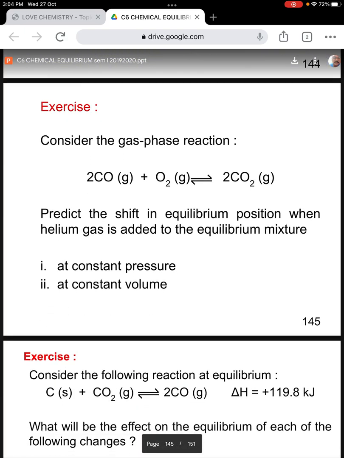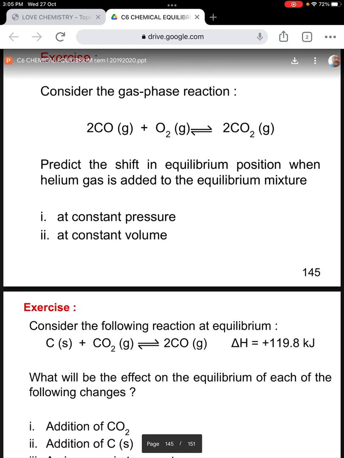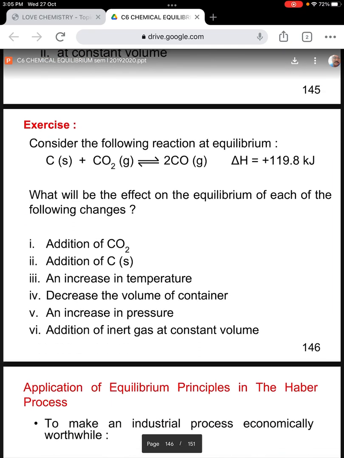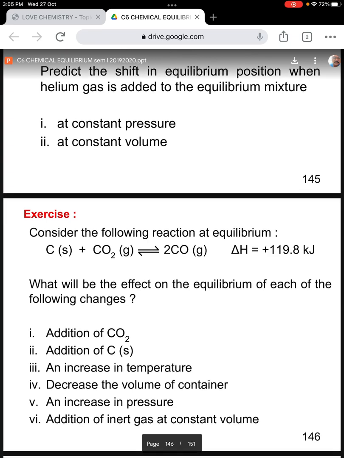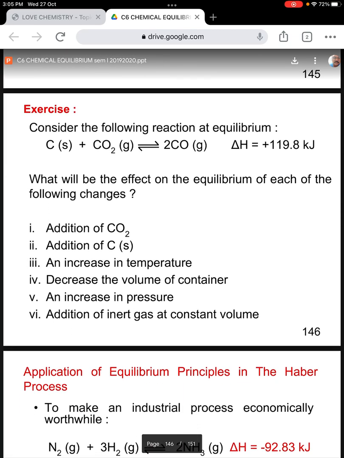Consider the gas phase reaction CO plus O2 in equilibrium with CO2. Predict the equilibrium position when helium gas is added to the equilibrium mixture at constant pressure and constant volume. Please take note, helium gas is an inert gas. Again, for this question there is no solution here. So these two questions students can ask during tutorial class. Please remind me, I will explain to you.